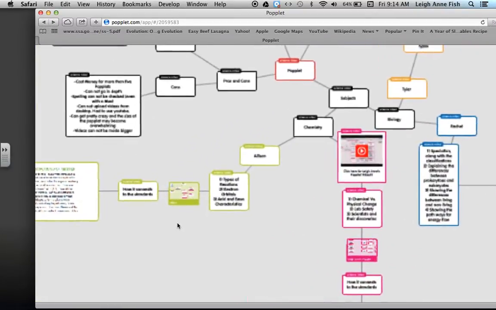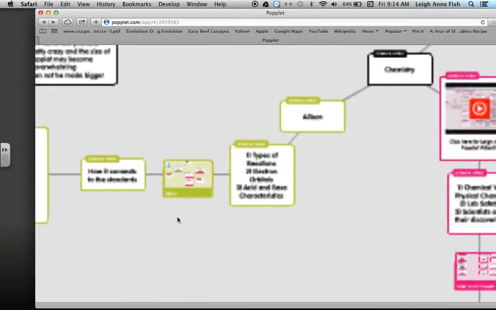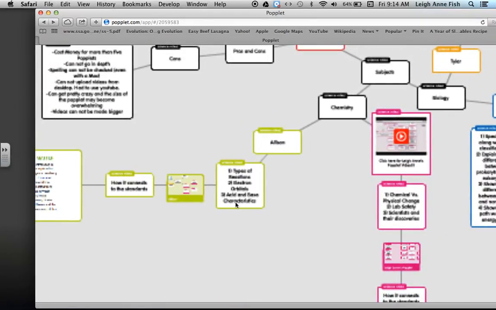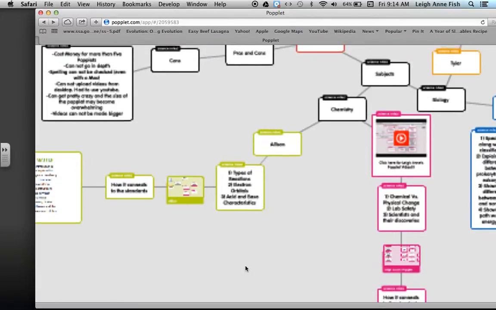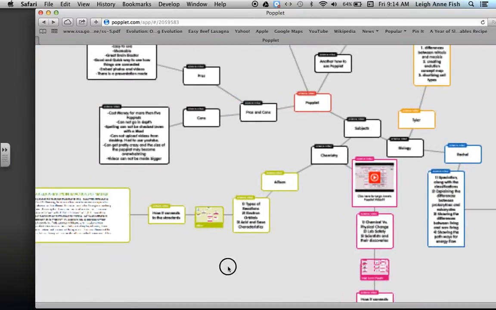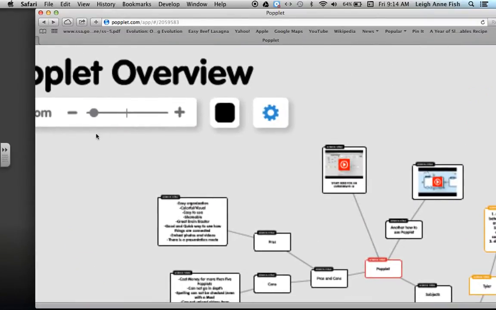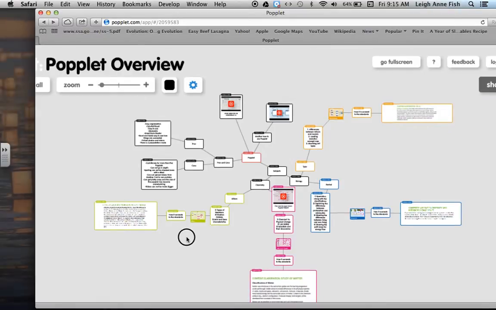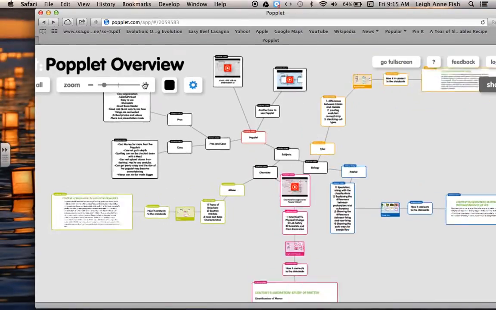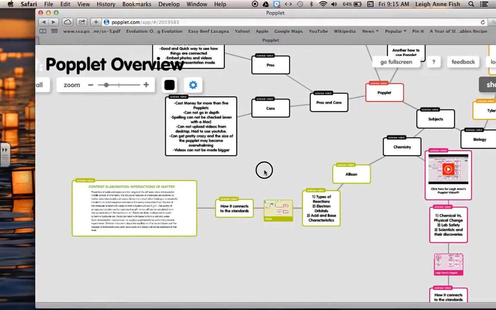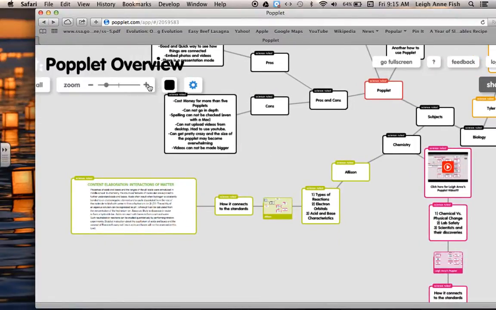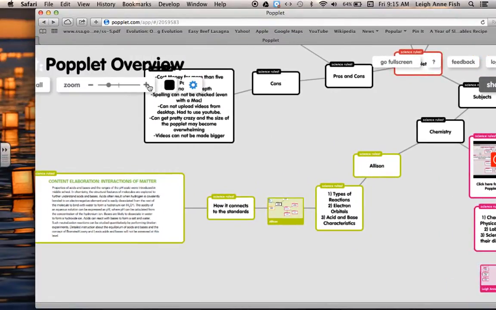I would use this for any type of concept mapping that I would need my students to understand, like what we're doing. I would use this definitely for types of reactions or anything that my students have to put a lot of things into the big picture.